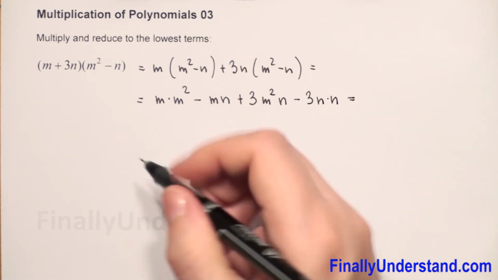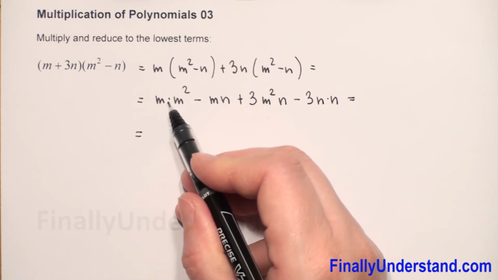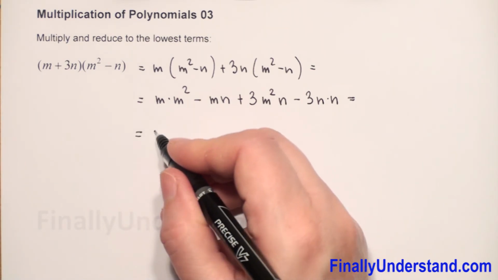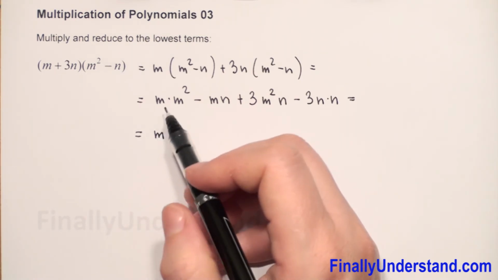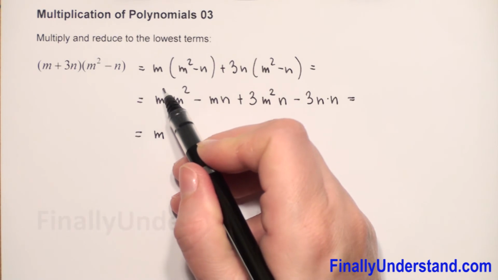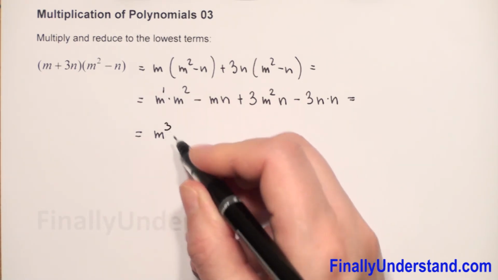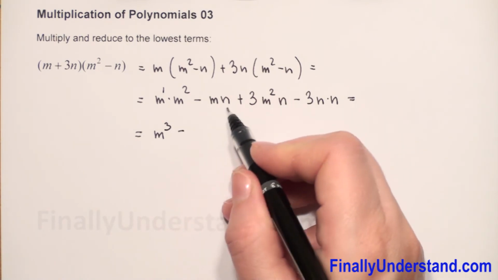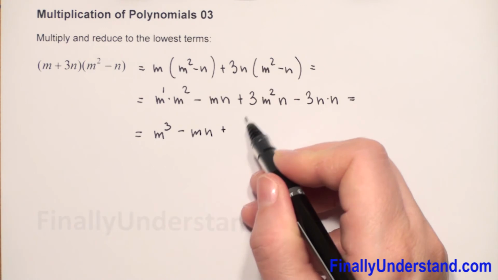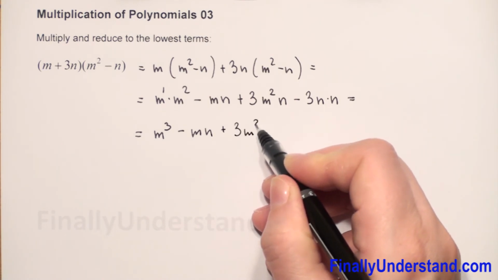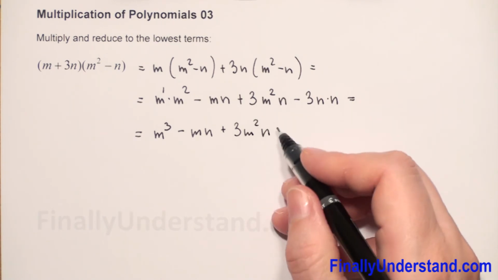So this is equal. When we have the same variable and we have multiplication, we copy this base m and we have to add exponents. When we don't have exponents, always invisible 1. So 1 plus 2 is 3, minus mn, we copy. Next we have 3m squared n. We cannot do here anything, we have different variables.